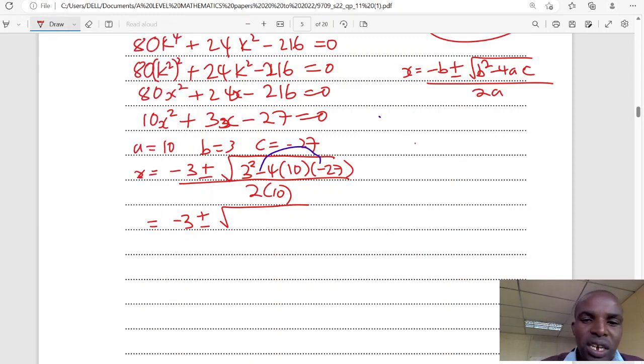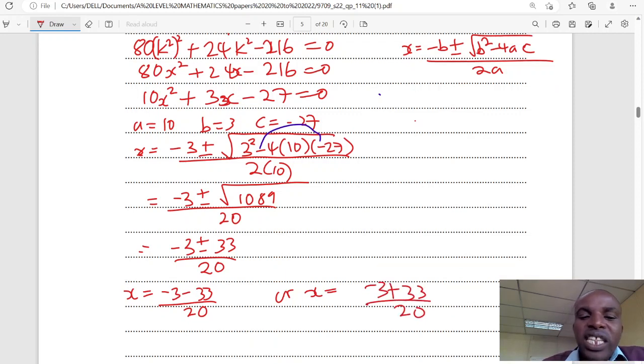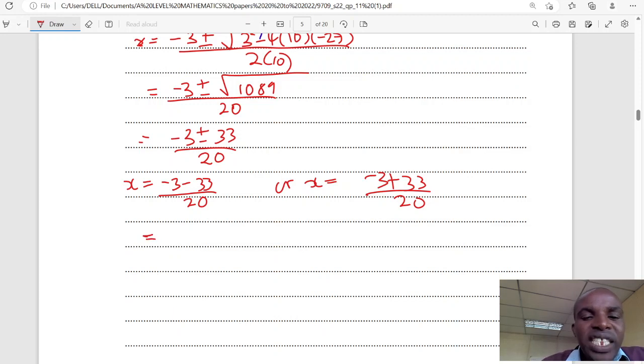So it will be 9 plus 4 times 10 times 27. Then you get square root of 1089 over 20. What is the square root of 1089? It is 33. So it will be minus 3 plus or minus 33 over 20. Then you can say x is equal to minus 3 minus 33 over 20, or x is equal to minus 3 plus 33 over 20. Then the first part, this will give you minus 36 over 20. 36 over 20 is what? Minus 9 over 5.